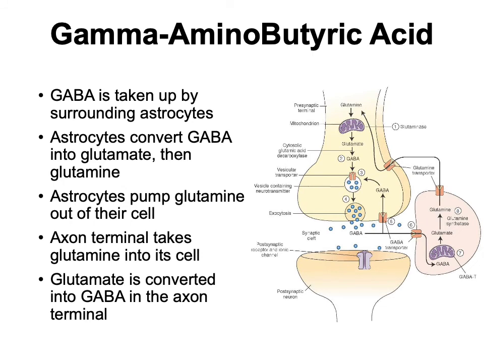GABA is taken up by the surrounding astrocytes, just like glutamate was. The astrocytes will convert the GABA into glutamate and then into glutamine. So they have very similar processes. The astrocytes will pump that glutamine out of its cell, and then the axon terminal will take it in, and that'll convert that glutamine into glutamate and then glutamate into GABA at the axon terminal. I find it interesting that the primary stimulatory neurotransmitter is a precursor to the primary inhibitory neurotransmitter in the brain.